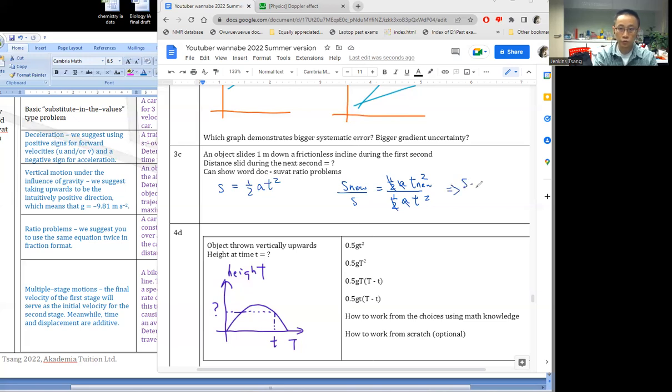So S2 over S1 would equal to just 2 squared over 1 squared, which equals 4 to 1. So by the end of the second second, the object would have travelled a total of 4 meters, which means that during the second second, the object would have travelled 4 minus 1, which is, well, 3 meters, which makes the answer C.